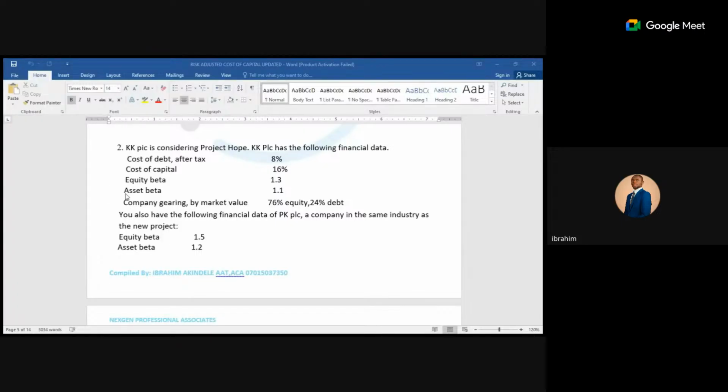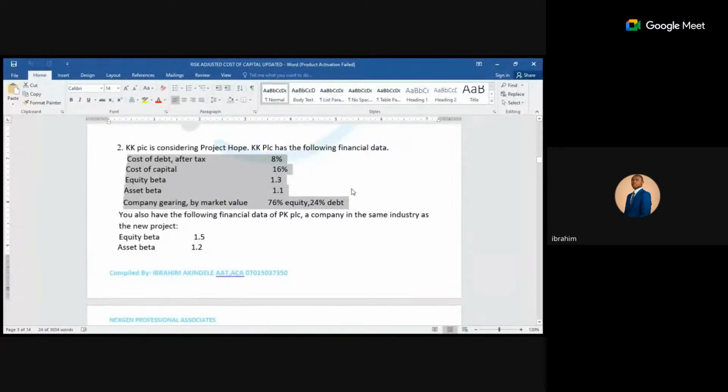KKPLC is considering Project Hope. Can you see? KKPLC is the main company. It is not considering Project Hope. KKPLC has the following financial data. Can you see the financial data of KKPLC? This is the financial data of KKPLC. KKPLC is considering Project Hope, which means that Project Hope is actually another project entirely that is different from KKPLC, right?